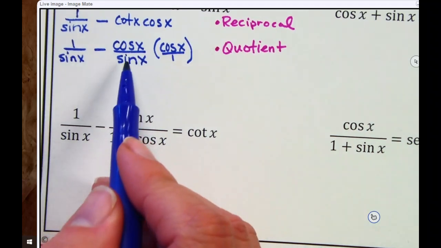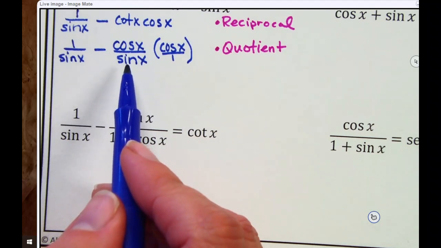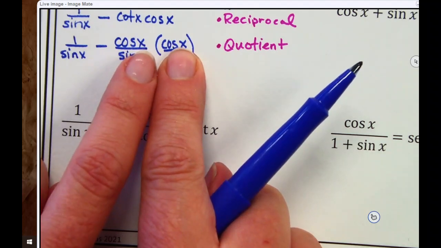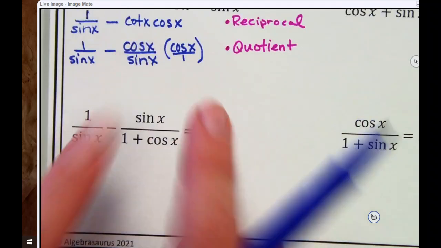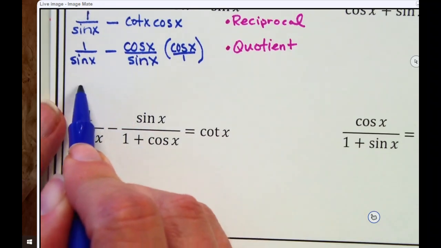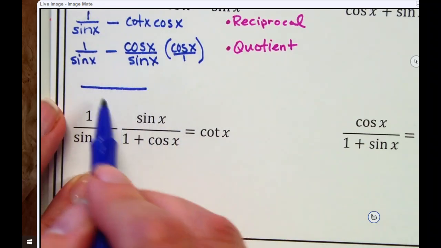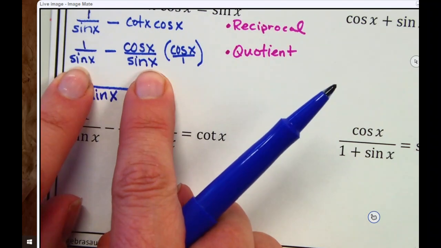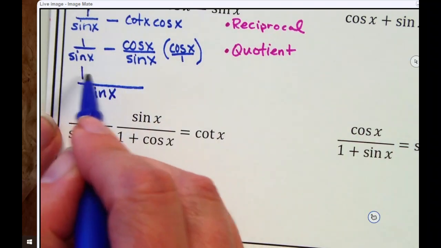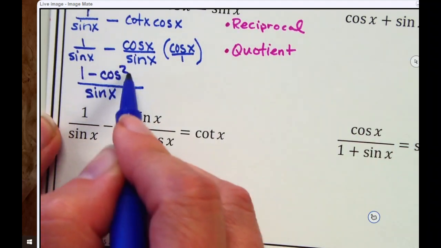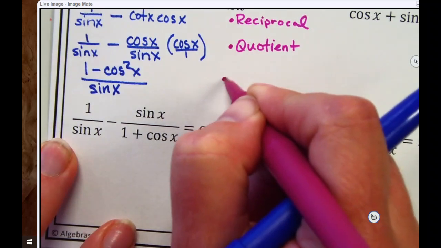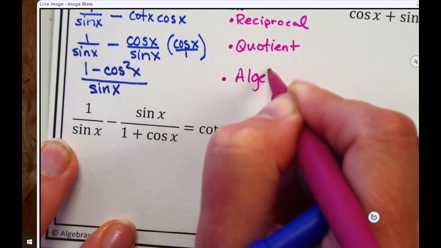What's x times x? X squared. So guess what cosine of x times cosine of x is? We say it cosine squared of x. So I could rewrite this as, I'm going to get a common denominator because they're both sine of x. And I'm going to say that's 1 minus cosine squared of x. How did I get there? I used some algebra.